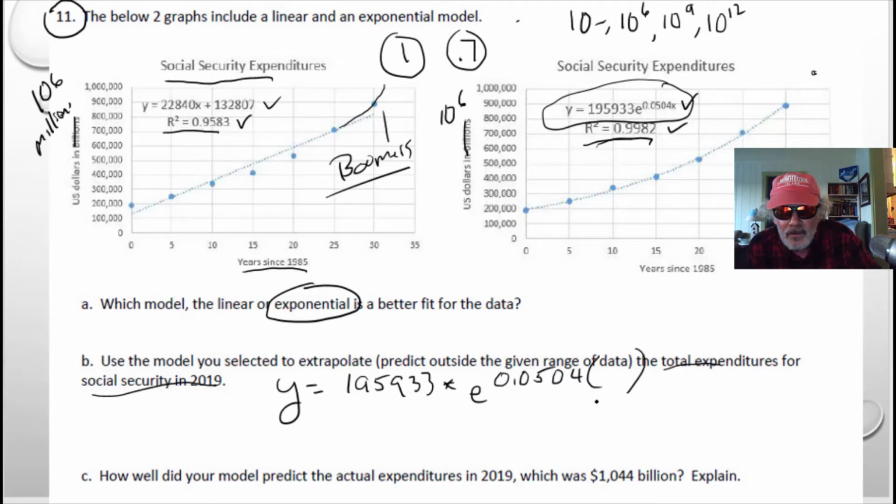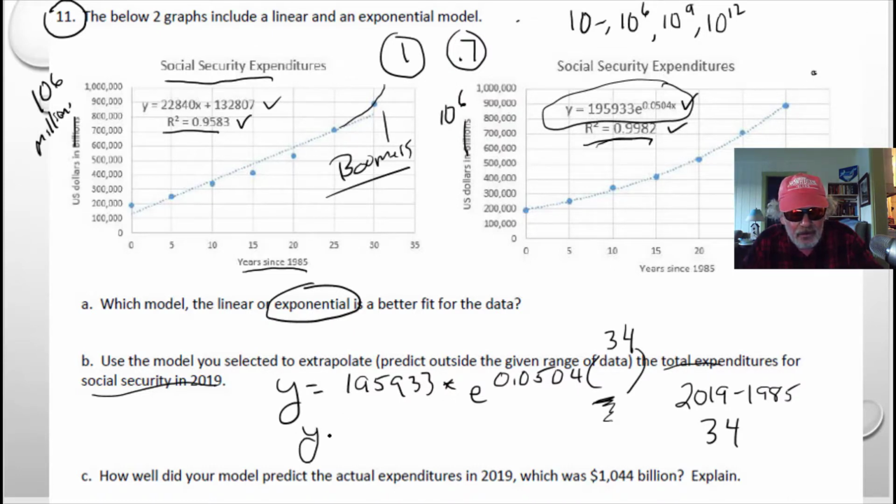And what goes here? This is going to be the years since 1985. So we have 2019 minus 1985. And I'm getting 15 and 19, which is 34 years. So 34 goes up here. So try putting that in your calculator and see what you get. If you put it in your calculator, you should have got something like that.